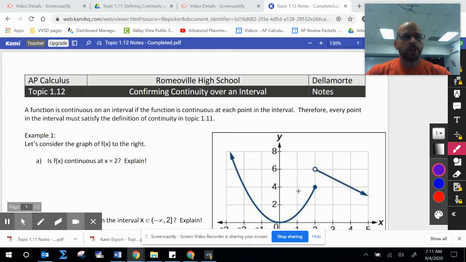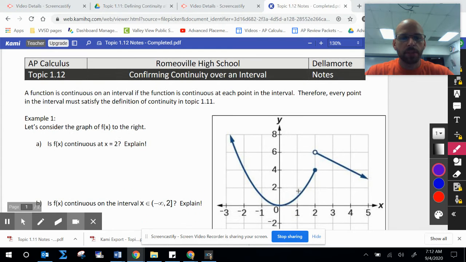Hello, everybody. Today we're going to talk about topic 1.12, and it's going to be continuity over an interval rather than continuity at just one specific point. Ultimately, the definition is the same, and in order to be continuous over an interval, every point in that interval needs to satisfy the definition. It must exist, the limit must exist, and then the output has to equal the value of the limit, right? So it's the same criteria as continuity at a point. We just are going to look at a series of points rather than just one specifically.